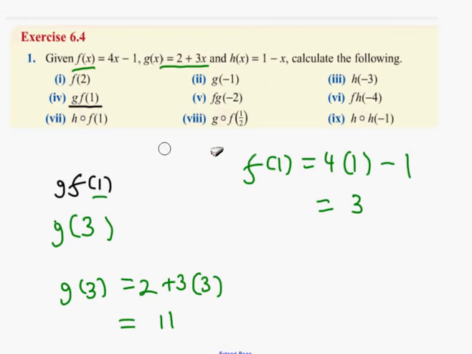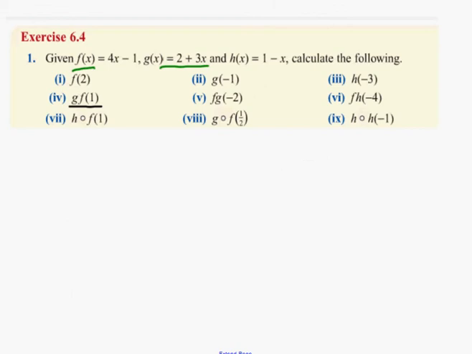We'll try one more. Can we try number 6 here? So any ideas on how to do number 6, guys? f of h of minus 4. So what do we do first? Do h of minus 4 first.